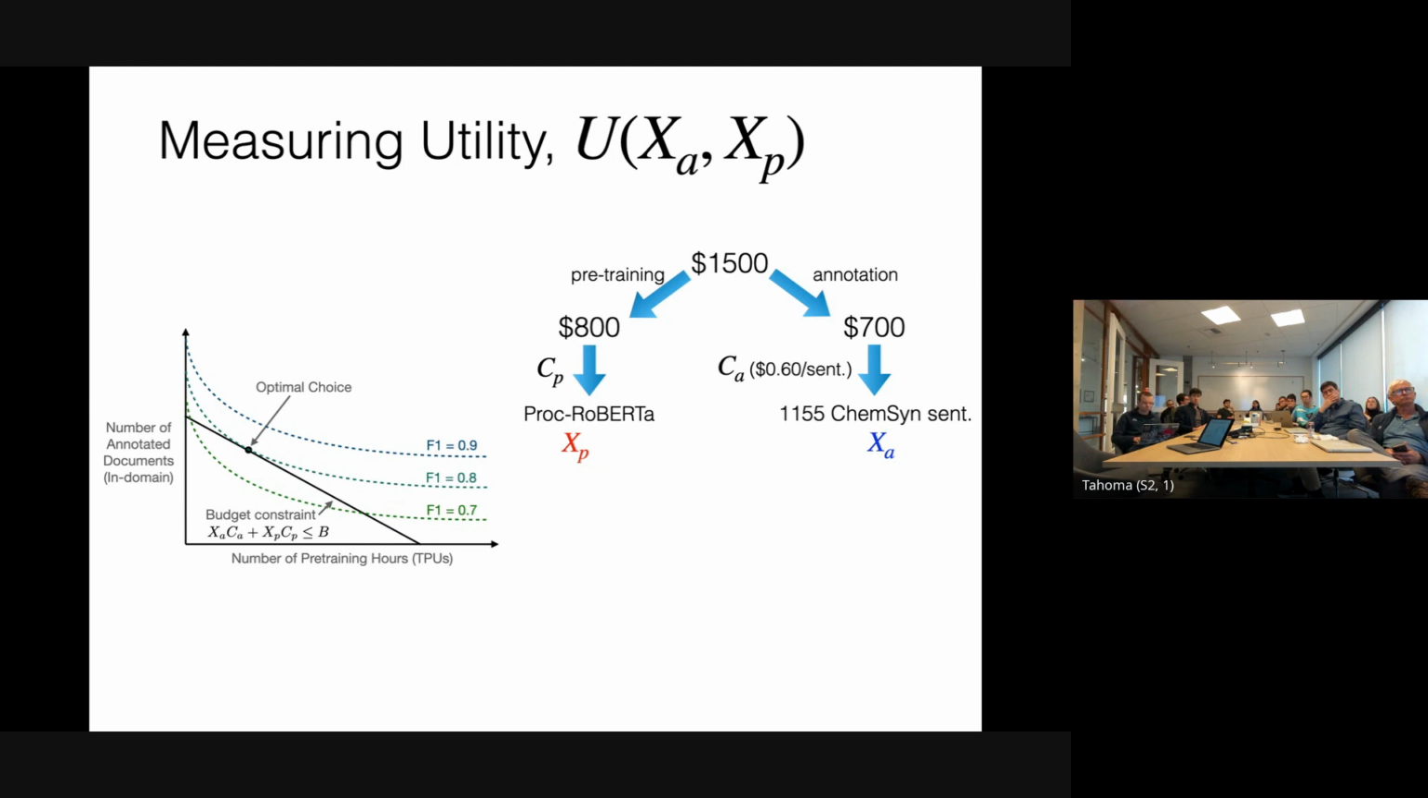And then whatever budget we have left over after that, we can allocate to annotating these in-domain chemistry documents with the annotations for fine-tuning, right? And so this particular combination corresponds to one point on this budget constraint that we can then evaluate by fine-tuning the model on the annotated documents and evaluating performance on them.